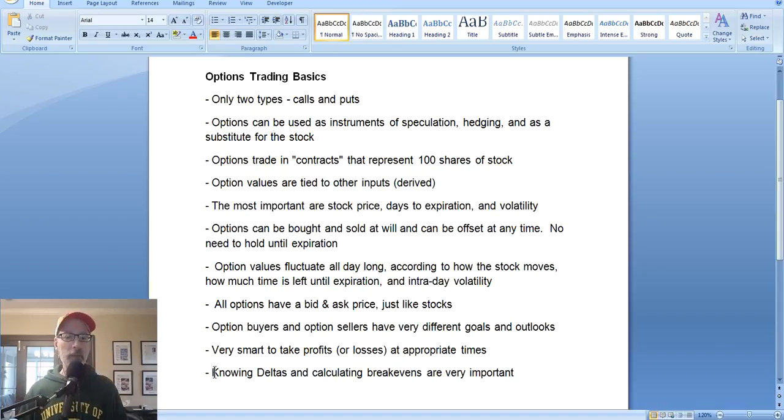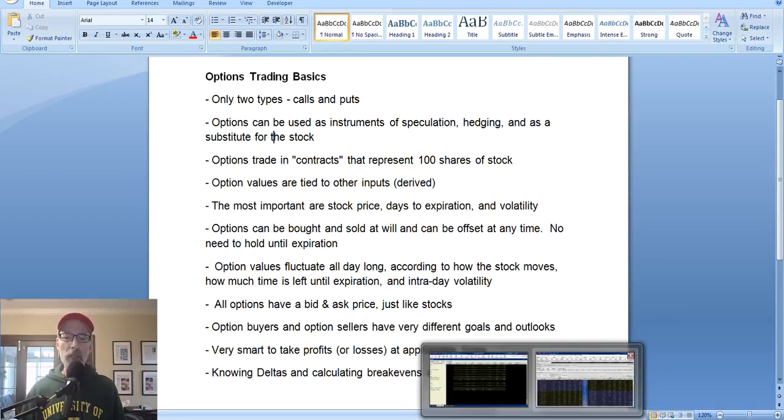So lastly, knowing deltas and calculating break-evens are very, very important in assessing how that option will move. All options have different strike prices. That's how we list options. They each have a different strike price, and they will all move at varying rates, right? If the stock moves, you have to make sure that the option price is going to move along with it. Otherwise, what's the point of trading options? So you have to understand the relationship between the strike price and how it will move in accordance to the stock.